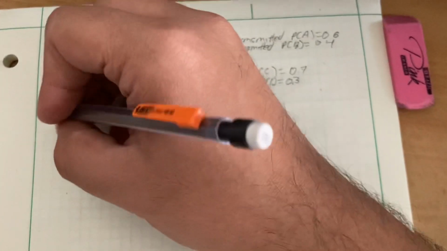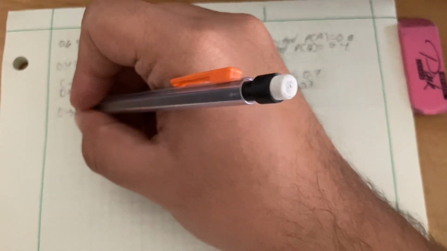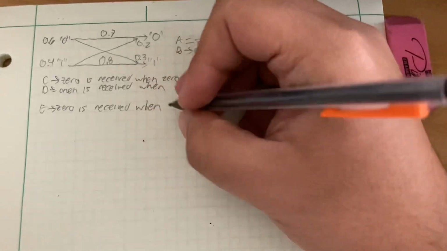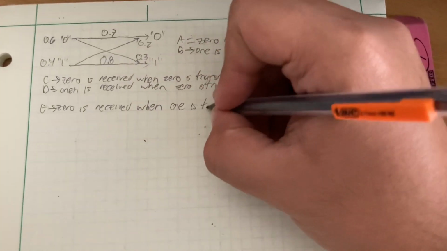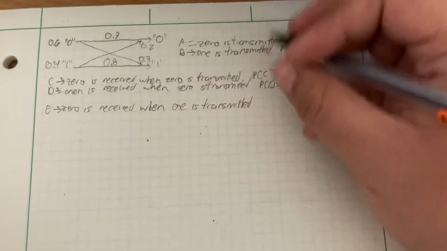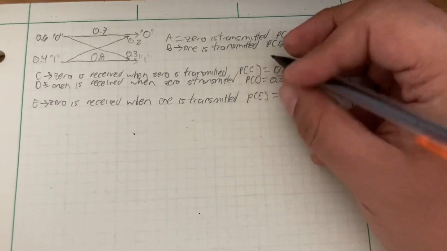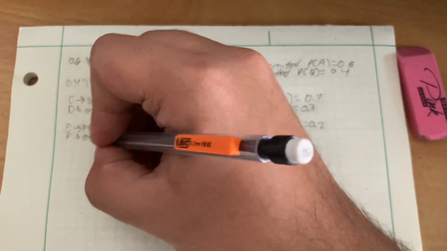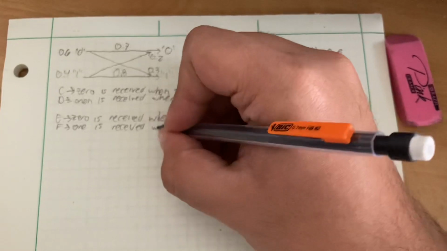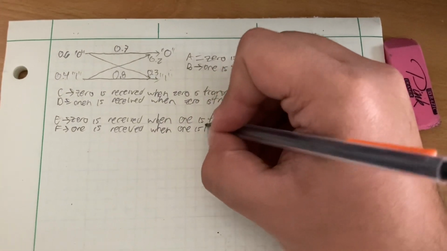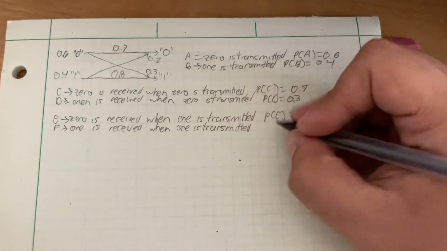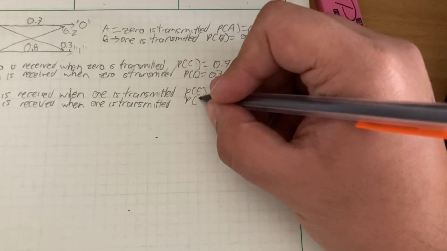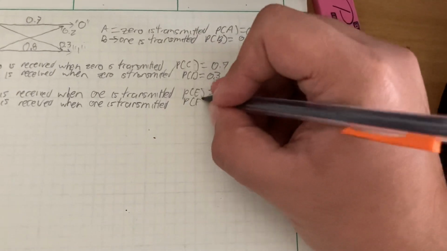And the final two events are going to be E and F, where E is 0 is received when 1 is transmitted, with P of E equal to 0.2, and F, 1 is received when 1 is transmitted. The probability of F equal to 0.8.